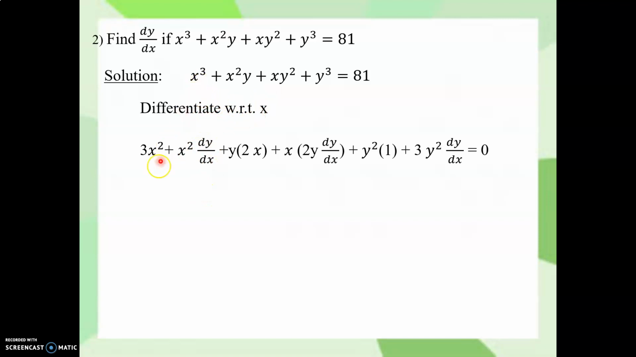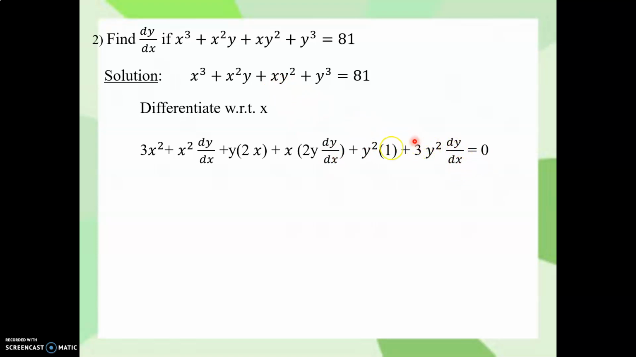So x cube derivative is 3x square plus derivative of x square y. Here it is in the format of u into v. Here again it is u into v. So first function x square into derivative of y is dy upon dx plus y into derivative of x square is 2x plus here again u into v format. So first function x into derivative y square is 2y dy upon dx plus y square into derivative of x is 1 plus derivative y cube is 3y square into dy upon dx is equal to 0.